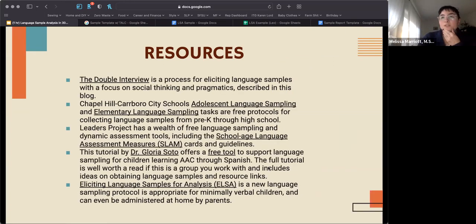Okay, just a few more things. These are some other resources for collecting different types of language samples. The double interview is awesome, and I have been using this more and more recently. I think it's really fascinating.